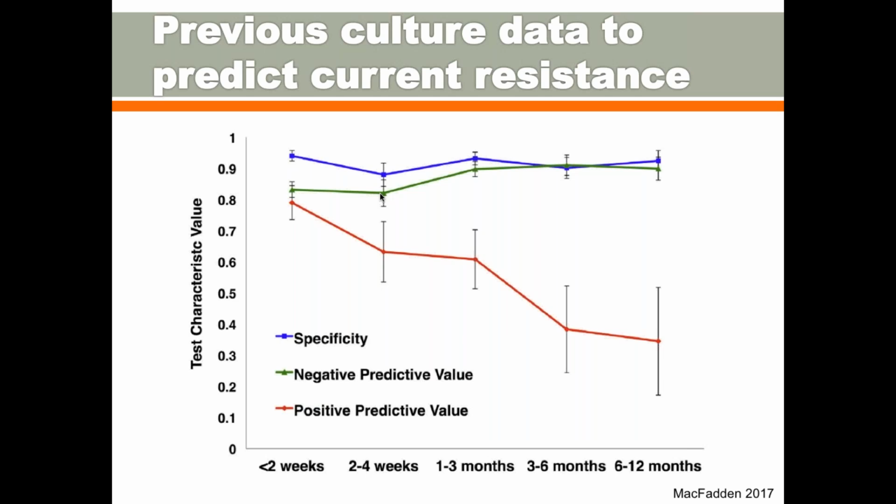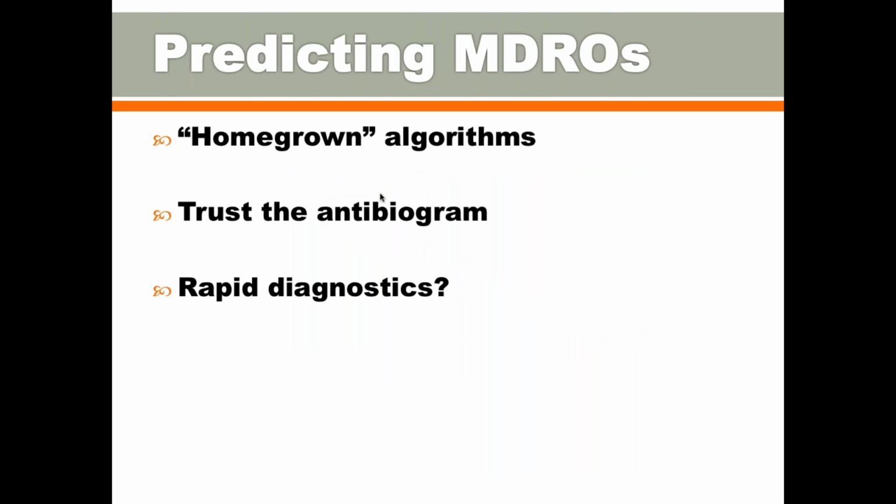And then the red line is showing positive predictive value. So if you had drug resistance before, you're likely to have it again, and that risk drops off over time. So this may be helpful and can be done fairly easily, I think, just based on what data is available for that patient within the healthcare system that they're being admitted to or cared for in. So there is the potential for homegrown algorithms, though it does require a fair bit of data management and analysis, so may not be possible at certain sites.